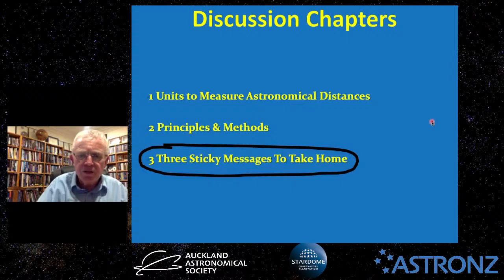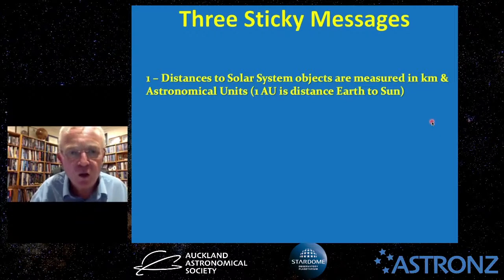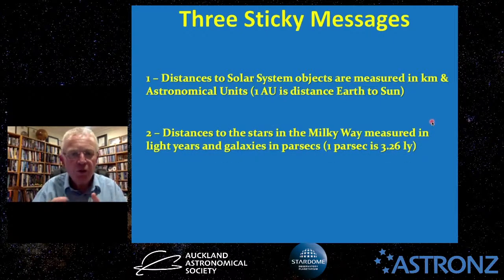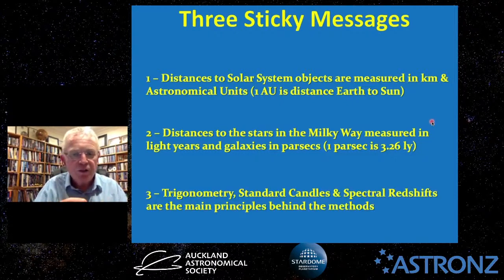So let's move on to our three sticky take-home messages. 1, distances to solar system objects are measured in kilometres and astronomical units. 1 astronomical unit is the distance from the Earth to the Sun. 2, distances to the stars in the Milky Way are measured in light years, and galaxies tend to be measured in parsecs. 1 parsec is 3.26 light years. Take-home message 3 is trigonometry, standard candles, and spectral redshifts are the main principles behind the methods. We're going to see those later to come, probably in future years.